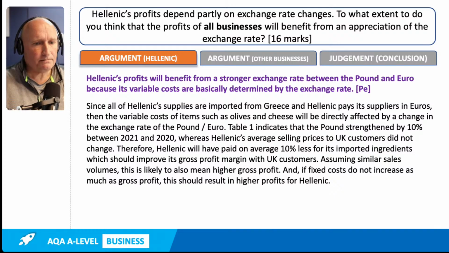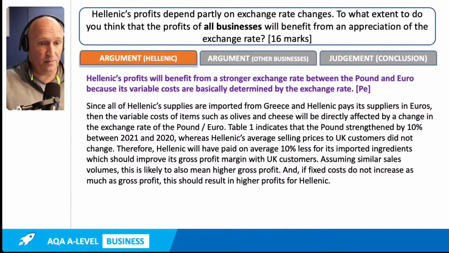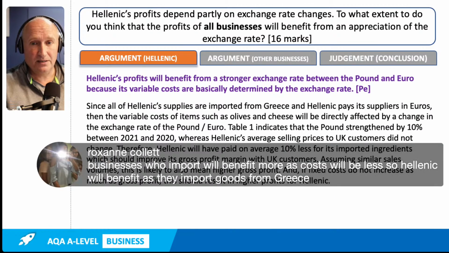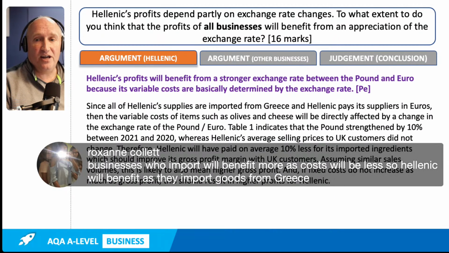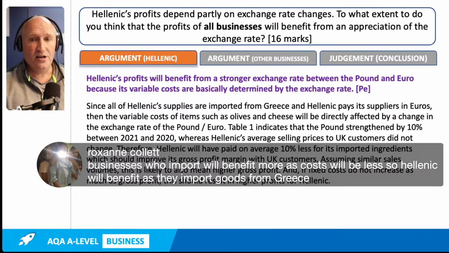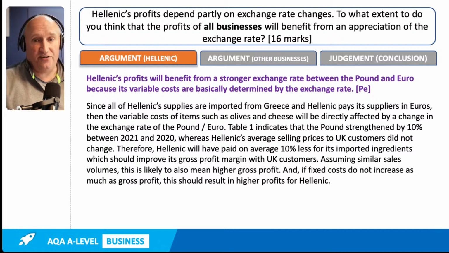So here we go. And Roxanne, superbly, I'll just stick it on screen, this is fantastic, has basically answered the question. There it is. Businesses who import will benefit as costs will be less. So Hellenic will benefit as they import goods from Greece. Superb stuff. And that is my point, and all I've done is just developed it in context.